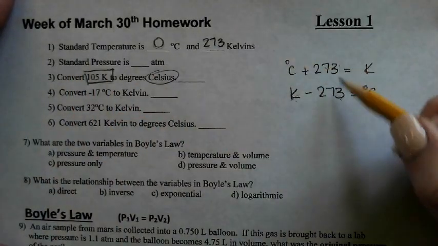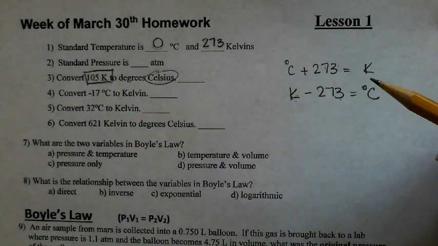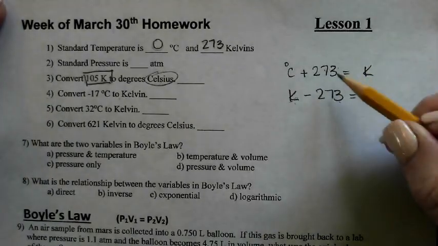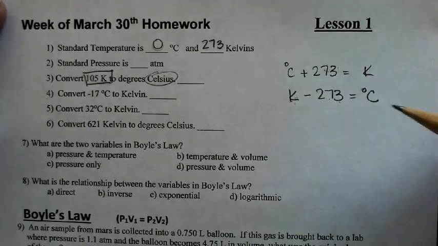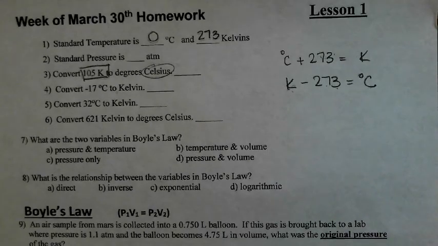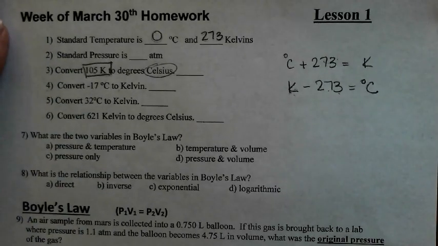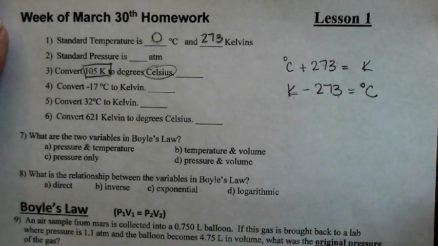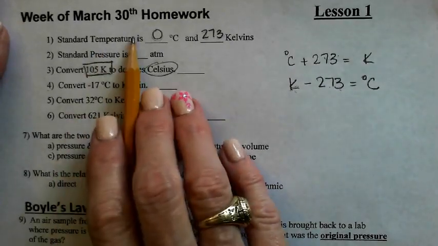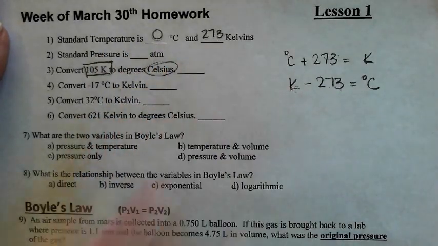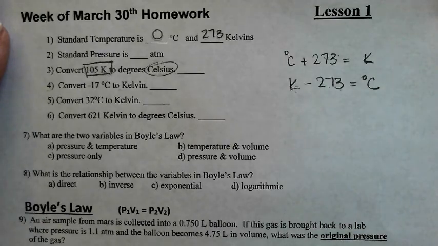Over here, I've written the conversions for Celsius and Kelvin. They're going to be important for you to remember. 273 is the magic number that gets you to Kelvin or to degrees C, but it's such a weird number it's easy to remember. Standard temperature is 0 degrees Celsius. Or you could say standard temperature is 273 Kelvin.